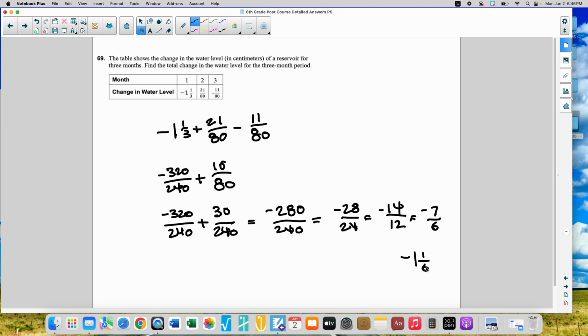Was that the answer? How funny if that was the answer. No, it's negative 1 5/24. Well, we're kind of closer. So did I make a mistake here? 21/80, negative 11/80. That's correct. I don't know. Who knows? That's enough time on that.